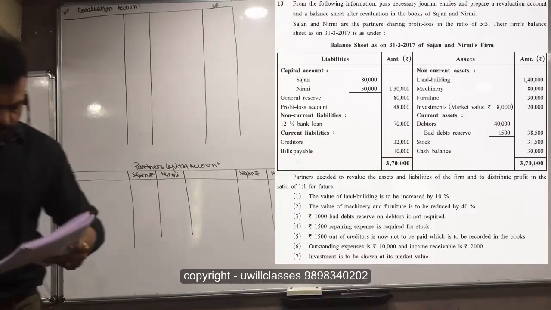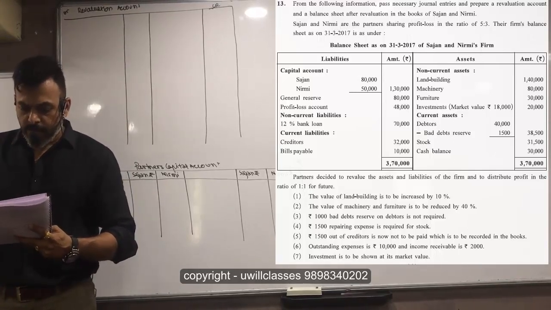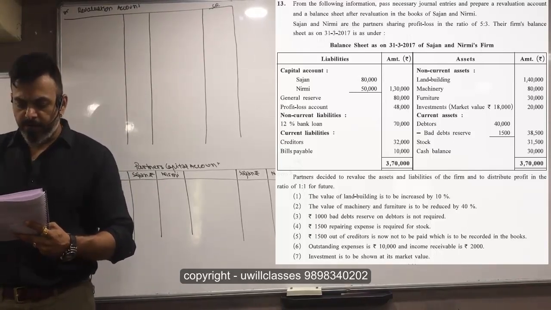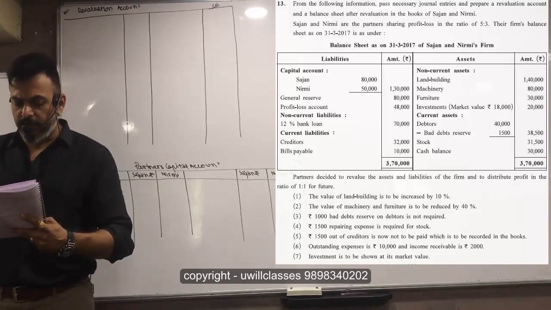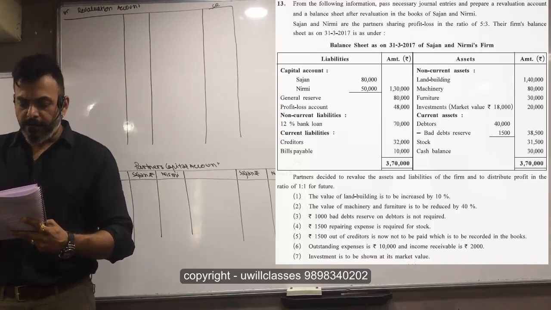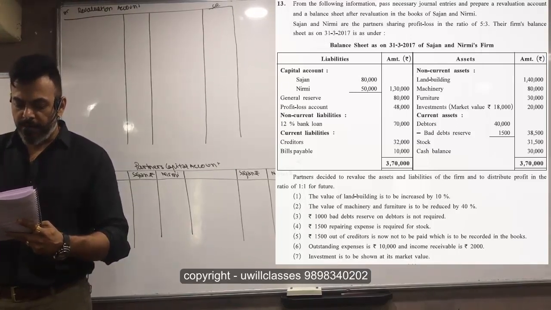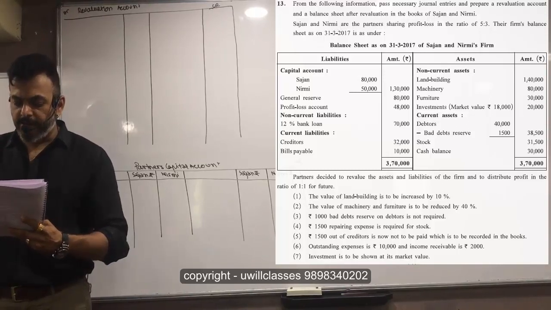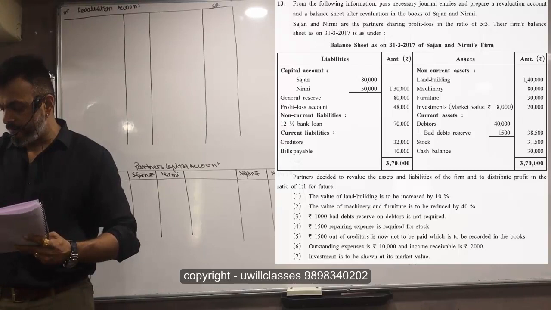Let's read the question. Page number 141. Question number 13. From the following information, pass necessary journal entries and prepare a revaluation account and the balance sheet after revaluation in the books of Sarjan and Nirmi. Sarjan and Nirmi are partners sharing profit and loss in the ratio of 5:3. Underline it.